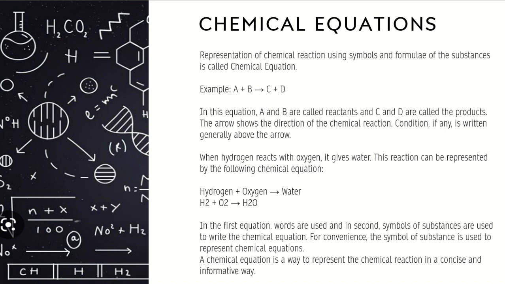Okay, so when hydrogen reacts with oxygen, it gives water. You can represent this as a chemical equation as H2 plus O2 equals H2O, meaning a hydrogen molecule when it reacts with an oxygen molecule produces a water molecule. So in the first one, hydrogen plus oxygen equals water, words are used, but in the second, symbols are used. Symbols actually help you write chemical equations easily, so they're convenient.